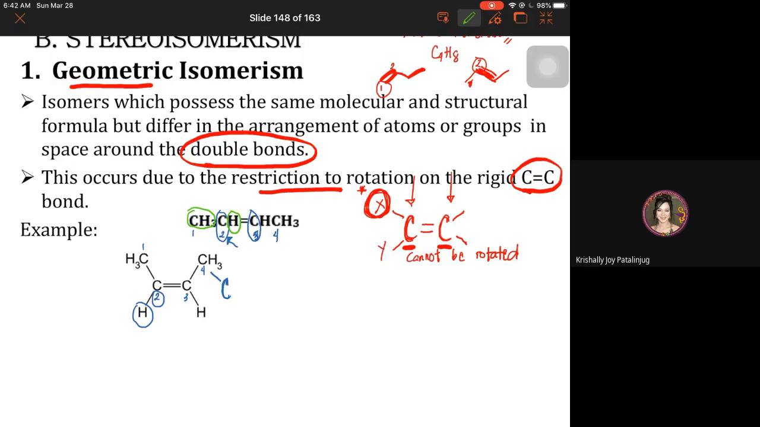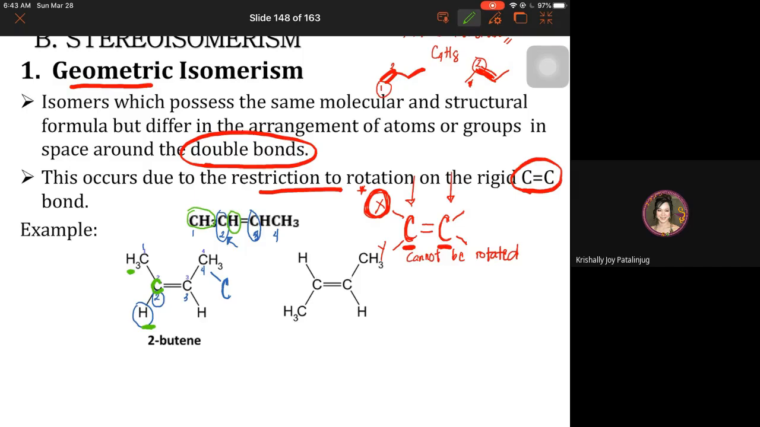In the first structure, the methyl group may be on top, for a trigonal planar orientation of this carbon, and the hydrogen at the bottom. And then on the second structure, the methyl group may be at the bottom. Then the encircled blue hydrogen is on top. That is still 2-butene.